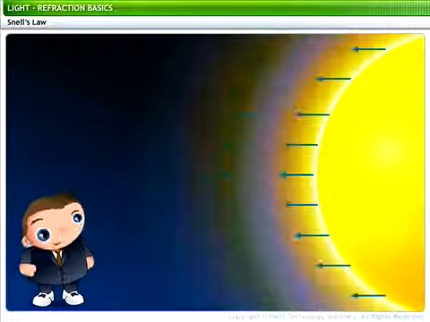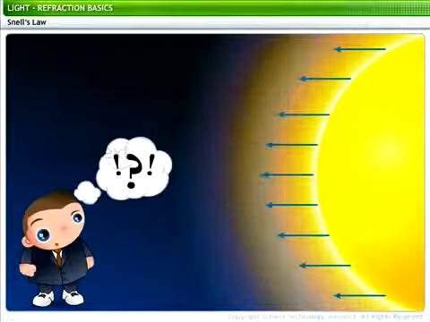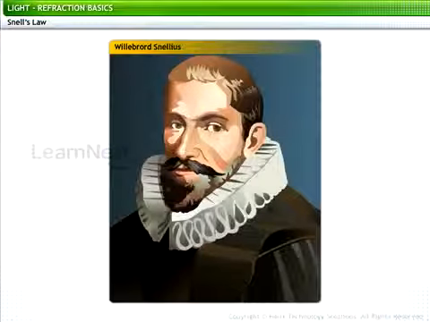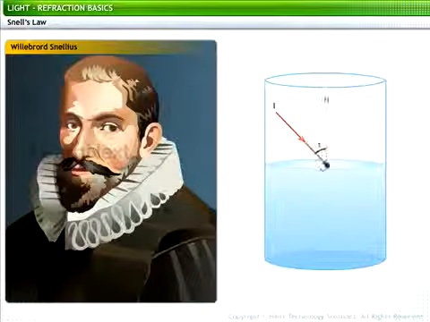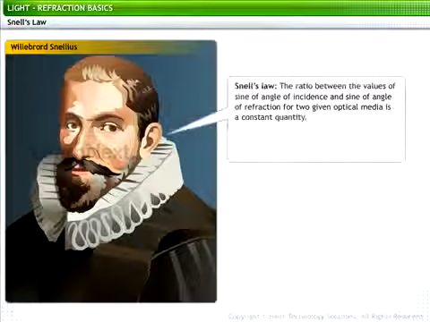It is difficult to determine the velocity of light in each medium. Therefore, another method of determining refractive index of media was needed. Wilbrord Snellius, a Dutch mathematician, discovered the relationship between the angle of incidence and the angle of refraction for two given optical media. On the basis of this knowledge, he proposed a law to measure the refractive index of a material. This law is known as Snell's law.